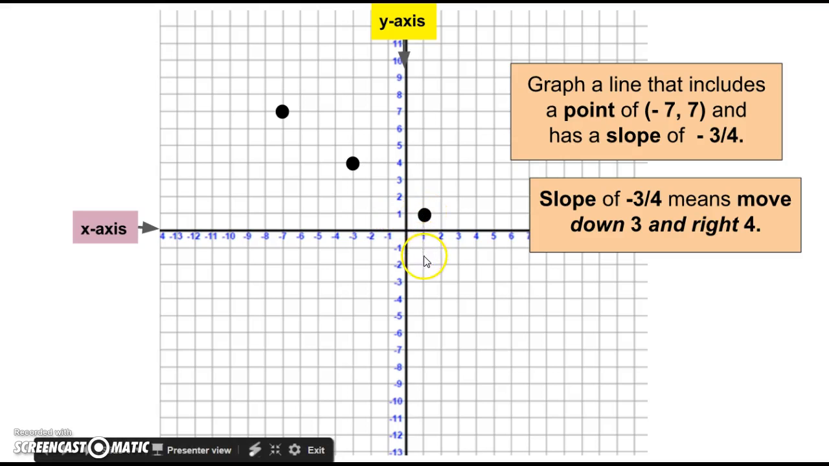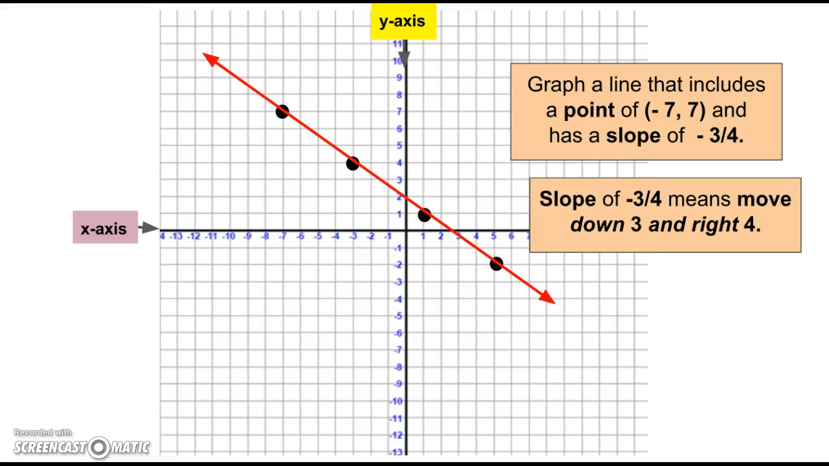Let's do one more. 1, 2, 3 down, 1, 2, 3, 4 over. It should be right there. Beautiful. So what can we do now? We can finish it up by putting our line in. That line has a slope of negative 3/4.